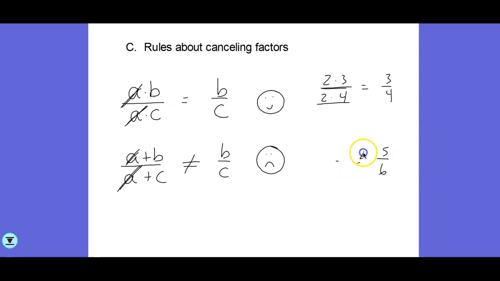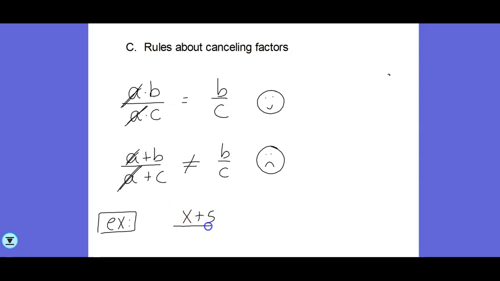But I would say the most common mistake that I see students making here, just to give you a quick example, is this. Let's say we have x plus 5 over x minus 3. Well, you can't do this. You can't cross those x's off and get 5 over negative 3. That's a no-no. Okay, you can't do that. So just be aware of that situation.